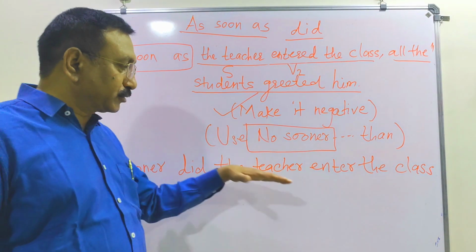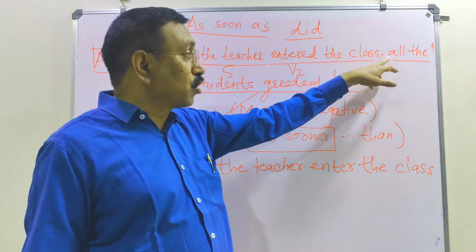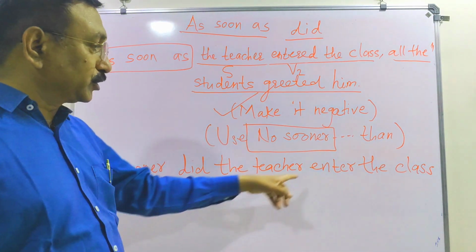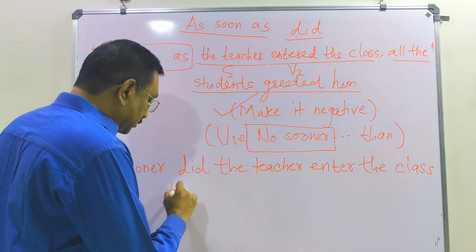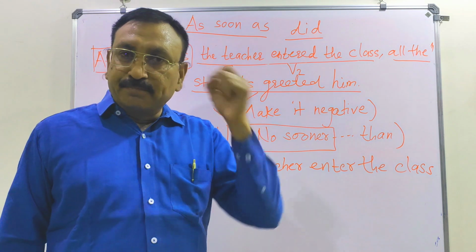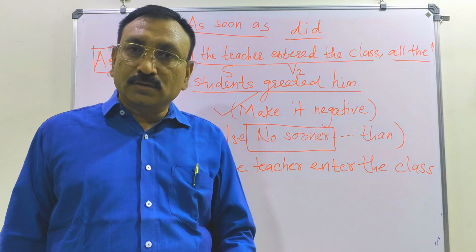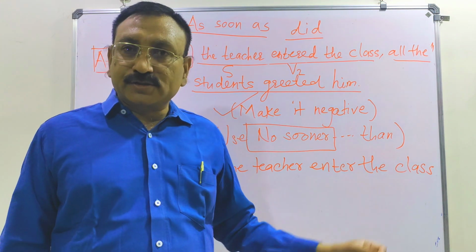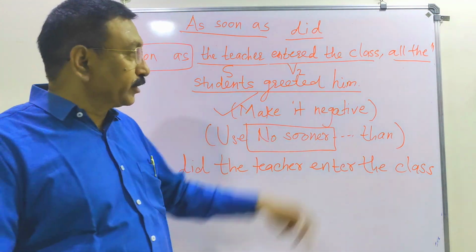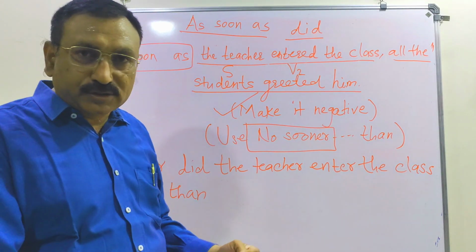So we have finished the first clause here. Now we are going to replace this comma with than. No sooner did the teacher enter the class than. I have already clarified, while replacing as soon as with no sooner, we should not make any changes in the second clause of the original sentence. The second clause of the original sentence is all the students greeted him. So it will be continued as it is.